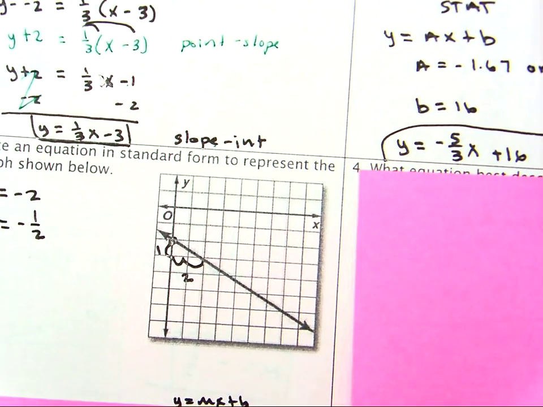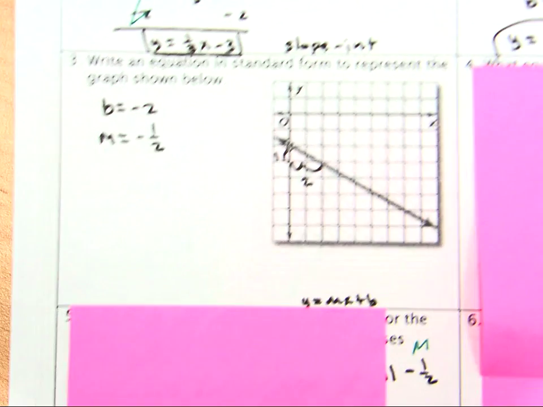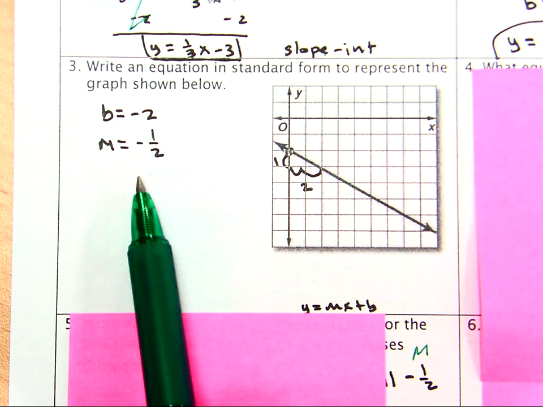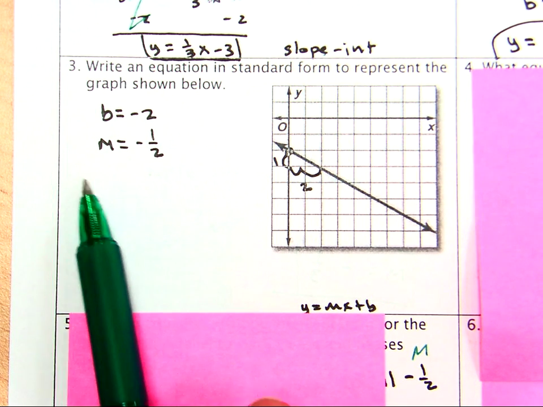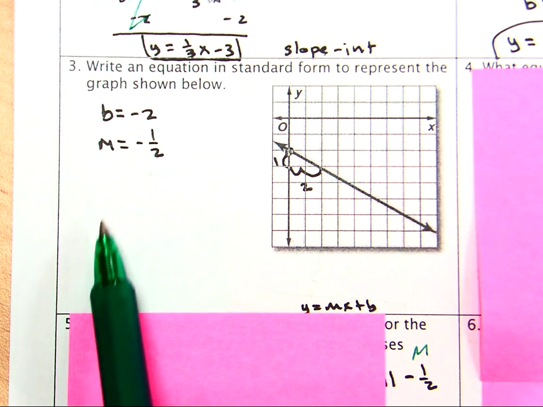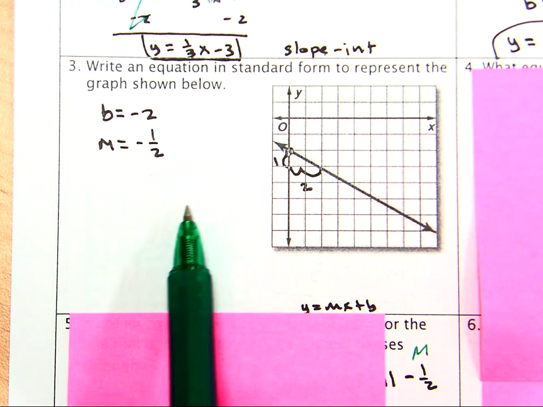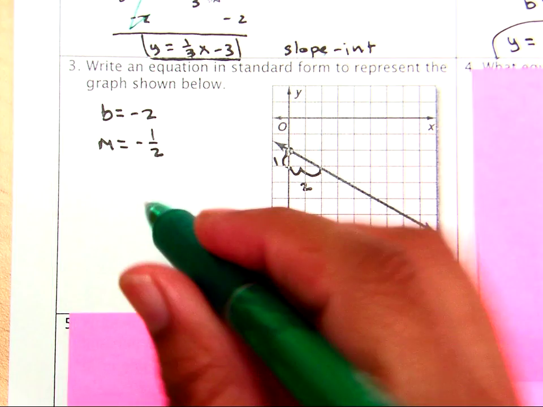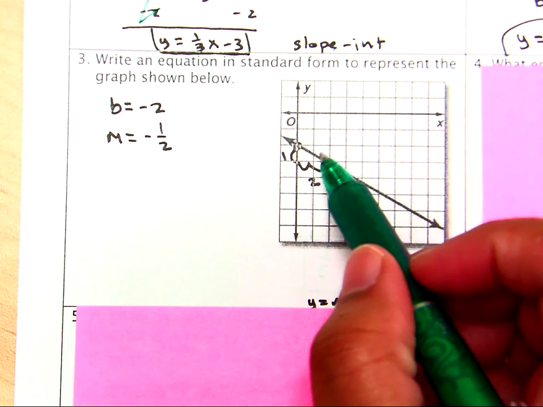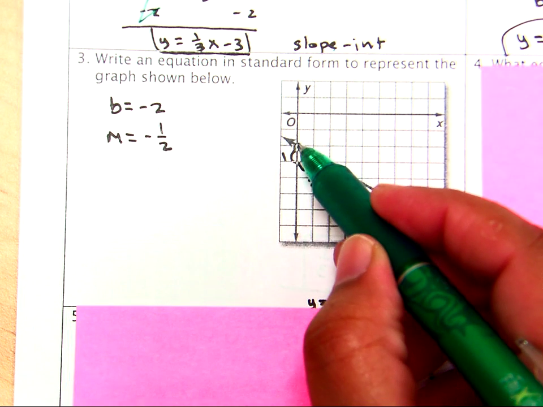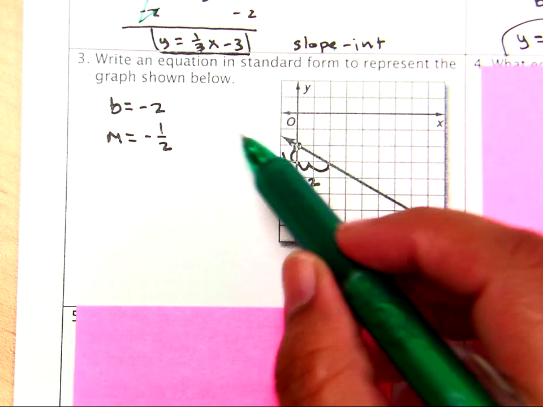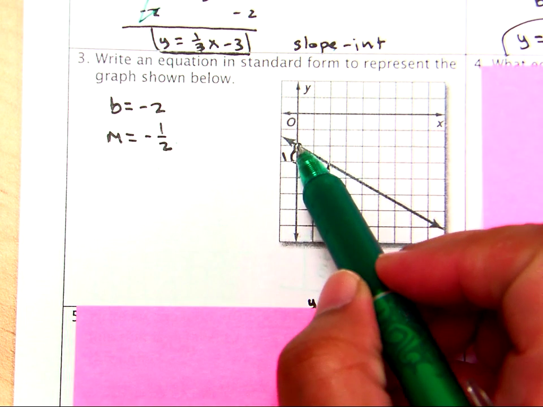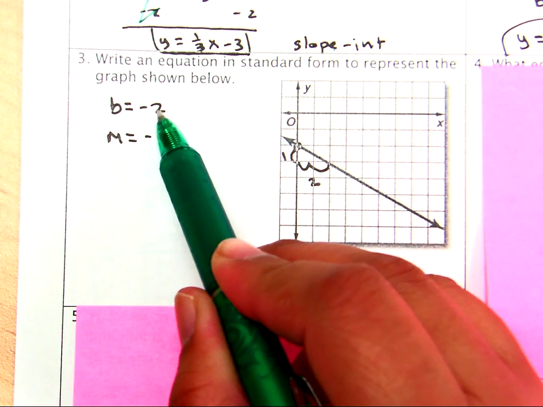Number 3, what I'm going to remind y'all of is you're going to have multiple choice on this problem. You're going to want to solve all of them for y, and then you're going to use m and b to plot the points. So here I would go down 1 over 2. That's where I got -1/2. And then the y-intercept's at -2. That's where that -2 came from.